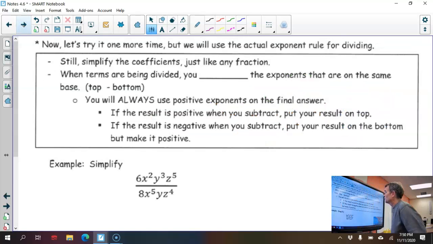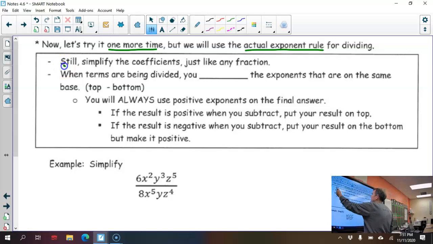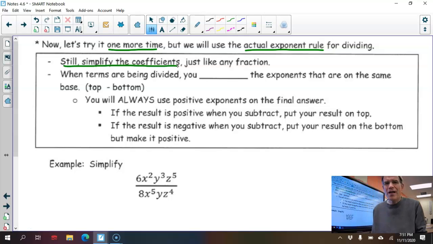But here's the official rule. We're going to do this same problem one more time, but we are going to use the actual exponent rule for dividing. And here's what it is. Notice you still simplify the coefficients, right? Just like when you're multiplying, you multiply the coefficients. When you're dividing, you divide the coefficients. Whatever operation you're doing, you do it to the coefficients.